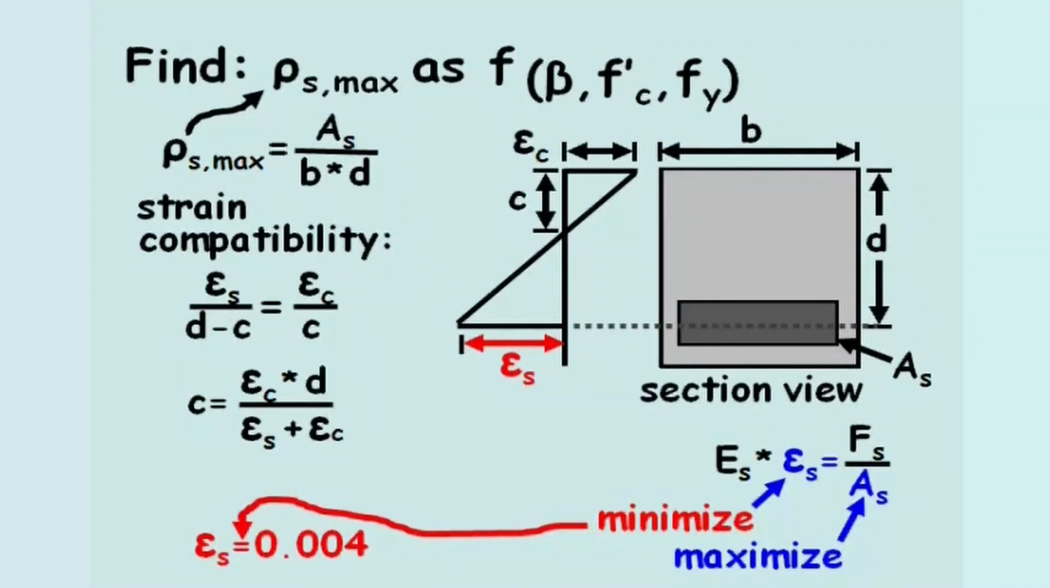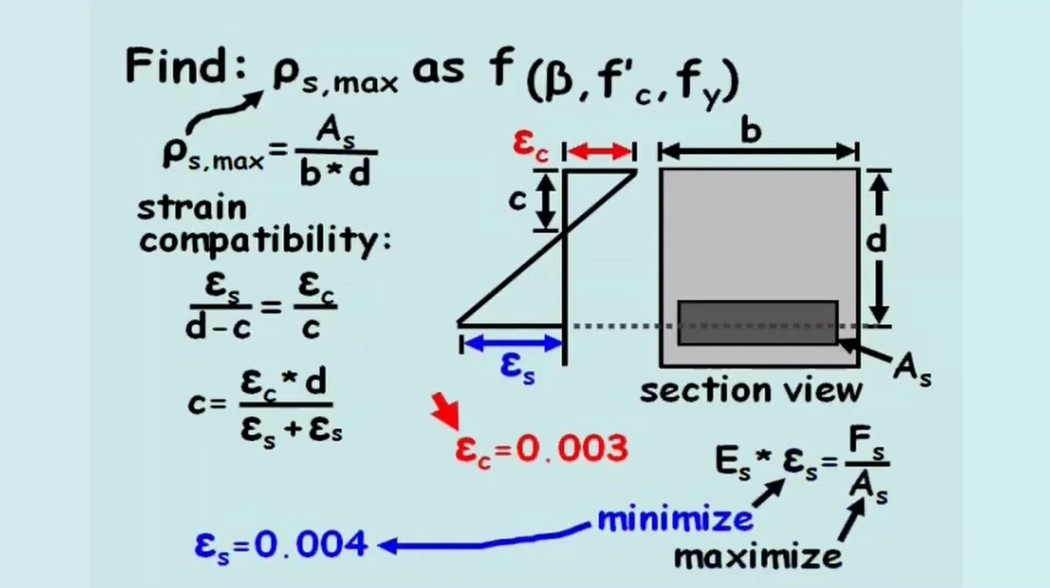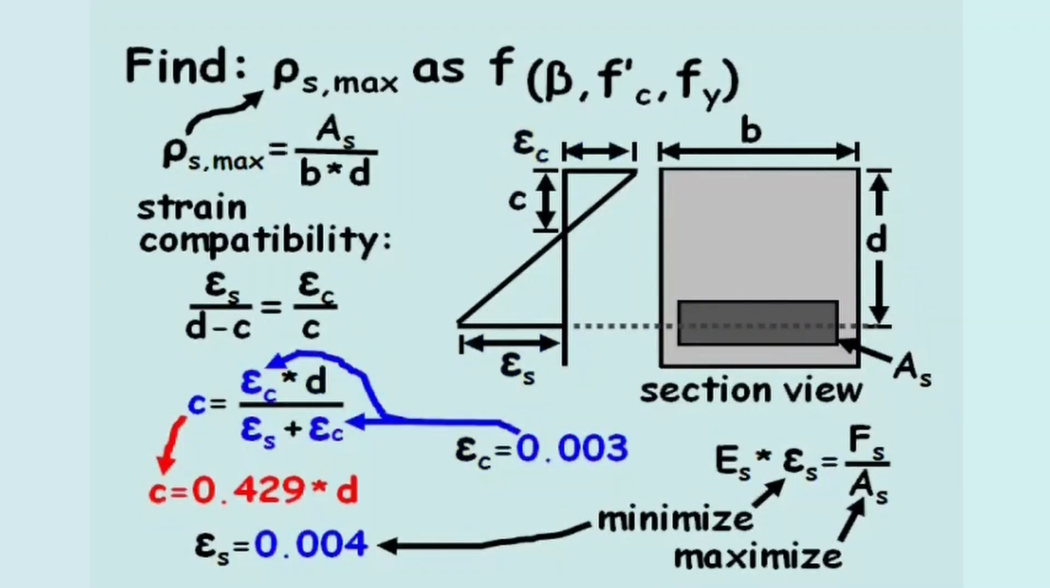Next, we'll set the strain in the concrete equal to 0.003, which is a typical value for concrete crushing in concrete design. Now we'll return to our equation for the length c. Plug in the strain values for the tension steel and compression concrete, which makes c equal to 0.429 times d.